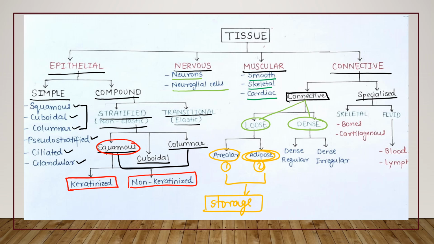And in dense connective tissue, again dense regular and dense irregular connective tissue. And in specialized connective tissue, two subtypes. First is skeletal and second is fluid. So in skeletal, bones and cartilage, and in fluid, two major fluids are there in our body. First is blood and second is lymph. So blood has hemoglobin, so it is red in color, and lymph is the colorless fluid. So this was about classification of tissues. This was the major classification.